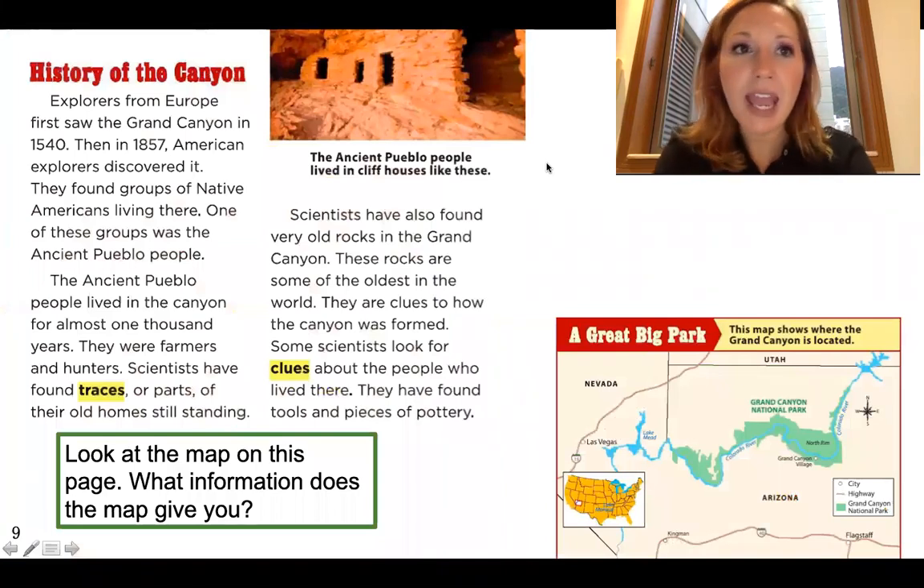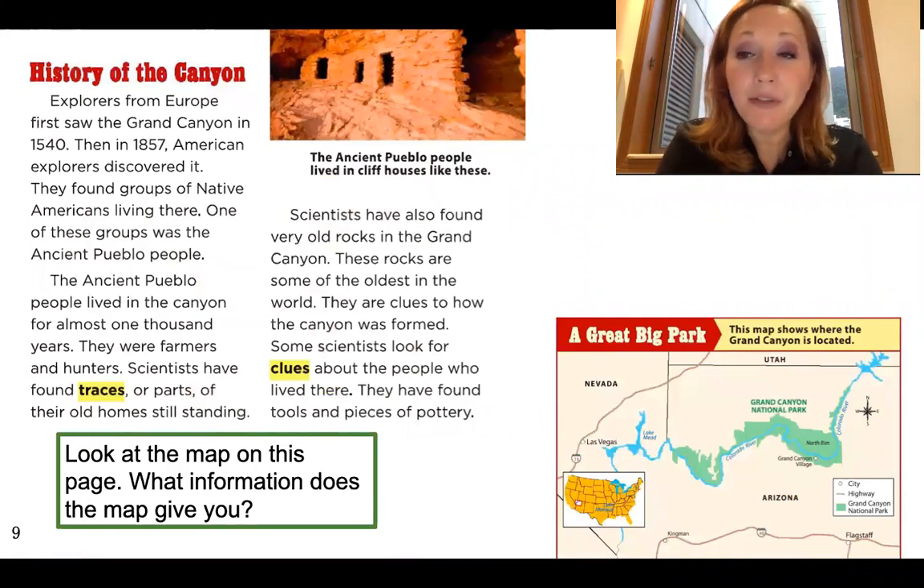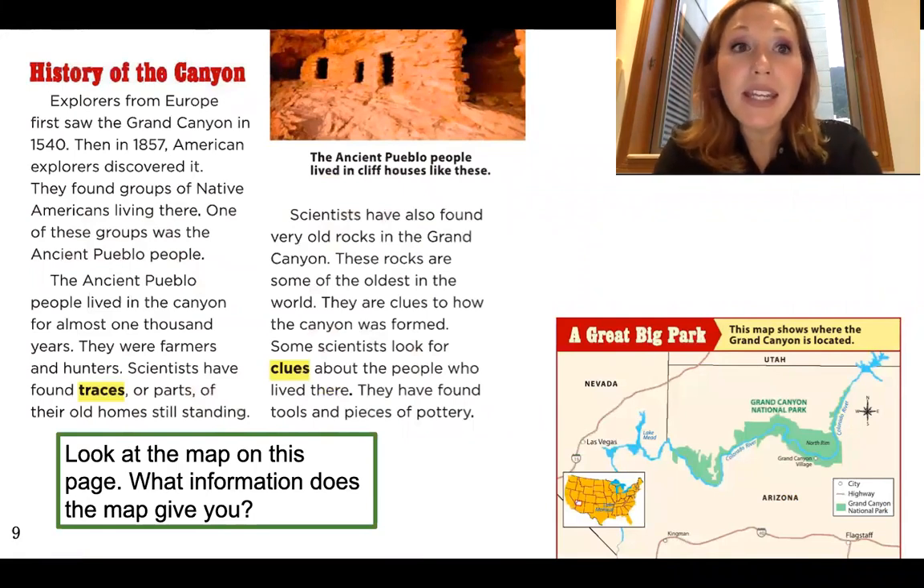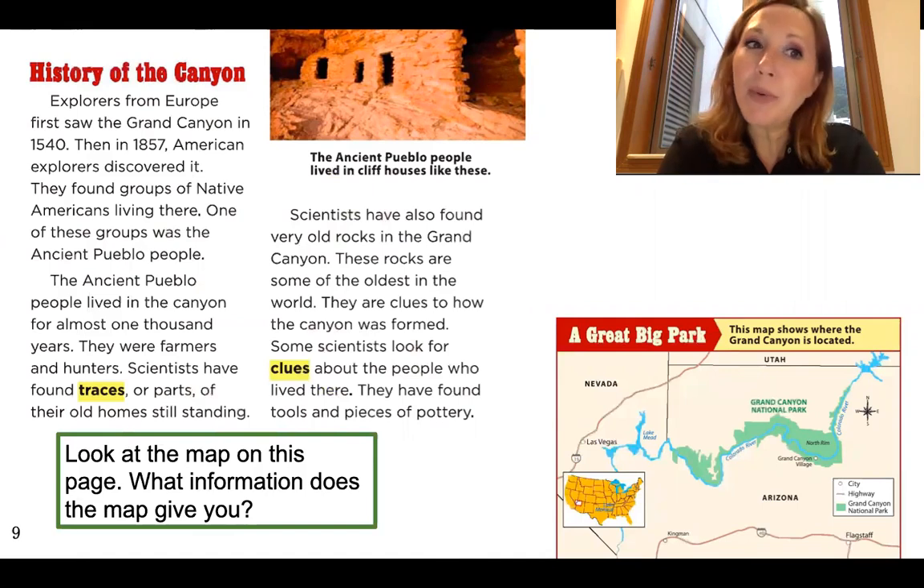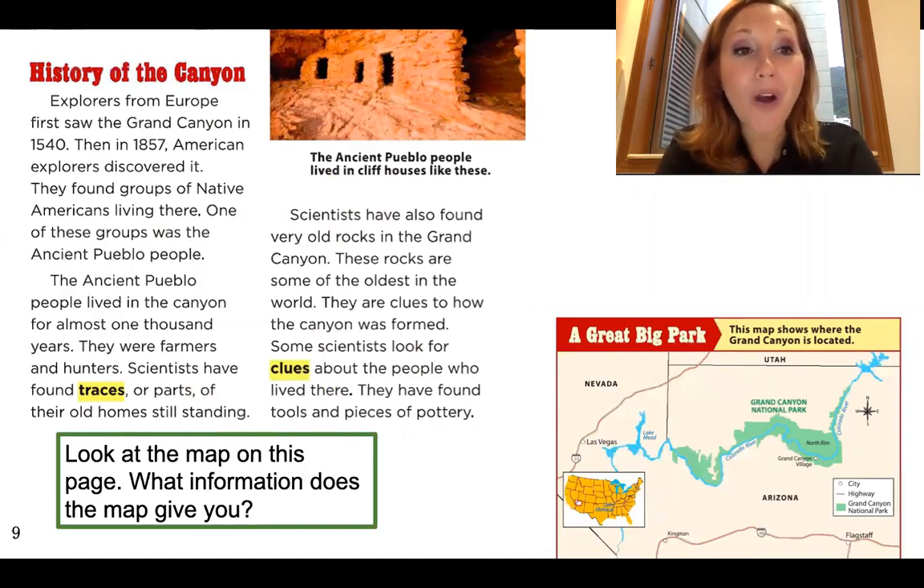History of the canyon. Explorers from Europe first saw the Grand Canyon in 1540. Then in 1857, American explorers discovered it. They found groups of Native Americans living there. One of these groups was the ancient Pueblo people. The ancient Pueblo people lived in the canyon for almost 1,000 years. They were farmers and hunters. Scientists have found traces or parts of their old homes still standing.